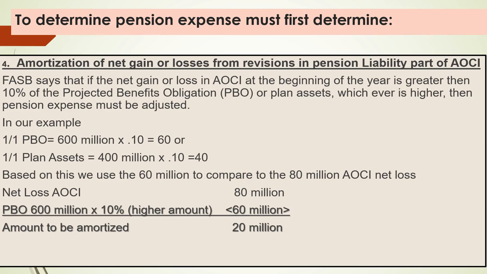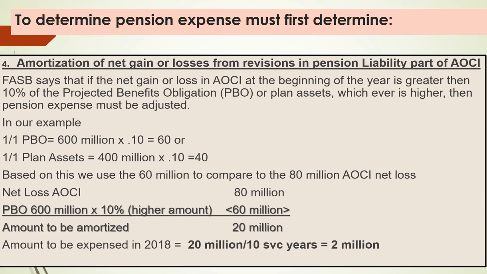Now in our case, we have a net loss in accumulated other comprehensive income. We're going to subtract $60 million, so the amount to amortize is going to be $20 million. However, we're going to spread that over the remaining service life of the active people, so we're going to expense $2 million in 2018.